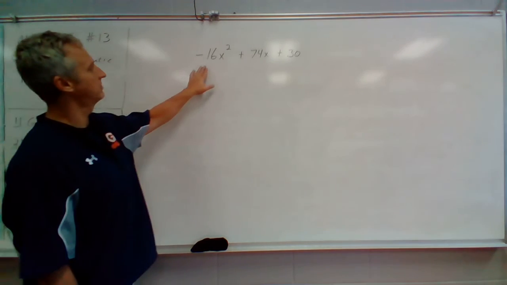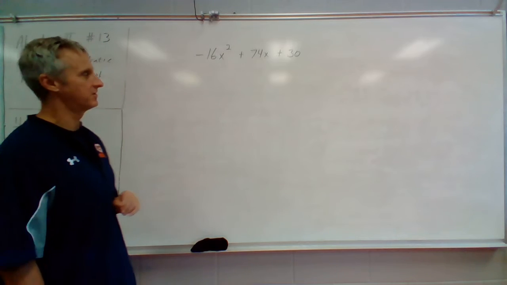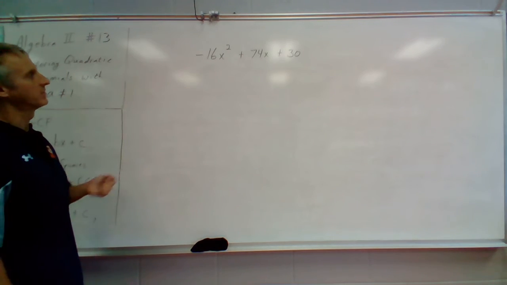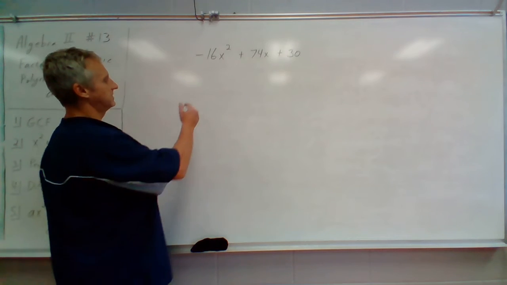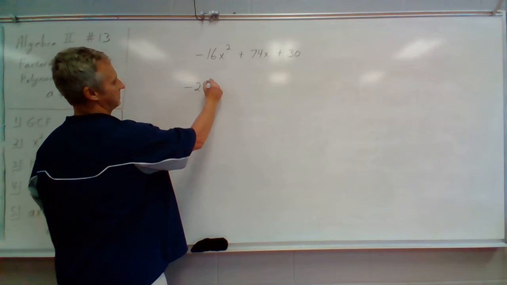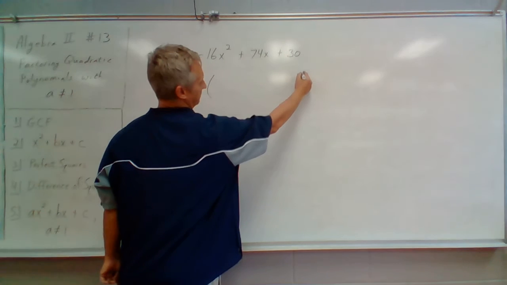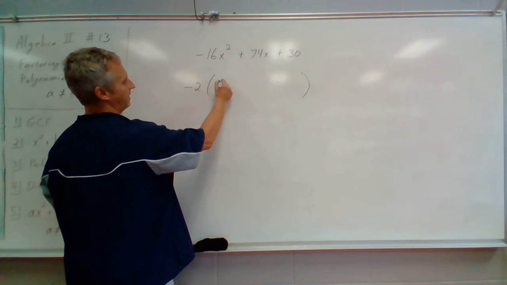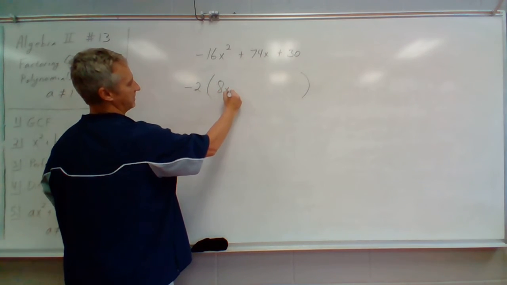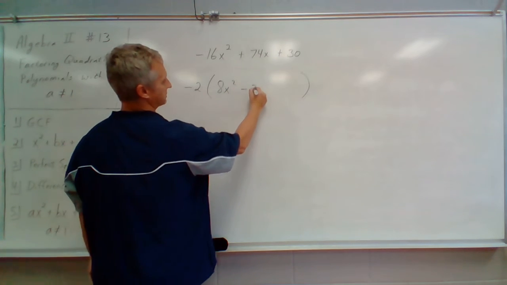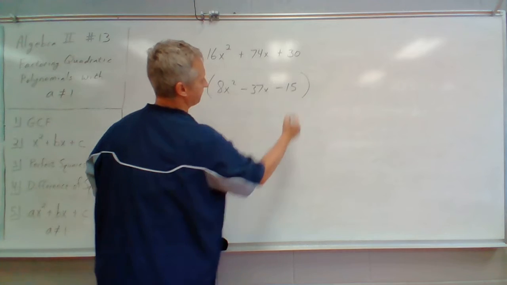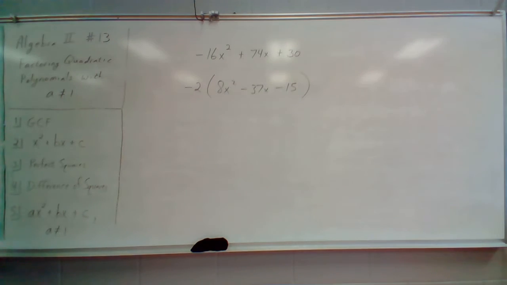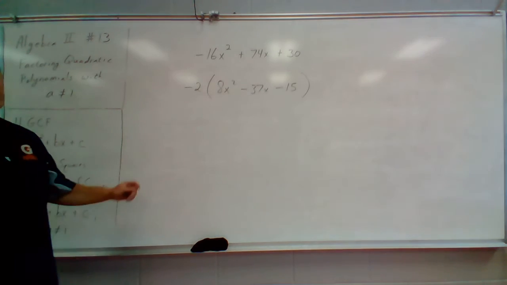So is there a number that'll go into 16, 74, and 30? Well, 2 will. And it's usually a good idea to make the leading coefficient positive. So let's factor out a negative 2. If I do that, I'll be left with 8x squared minus 37x minus 15. Good.